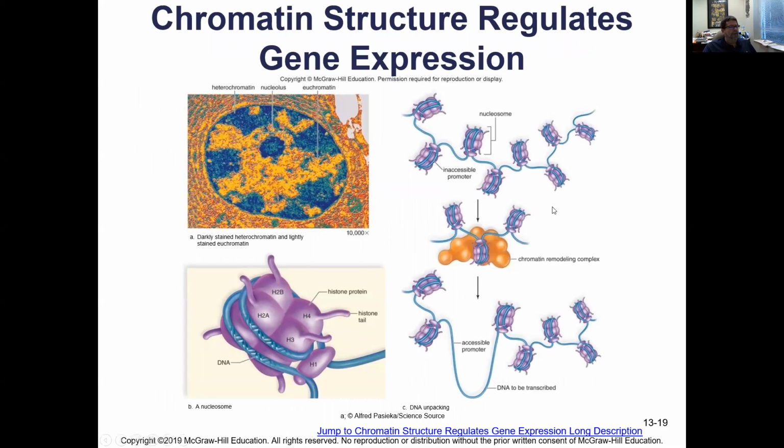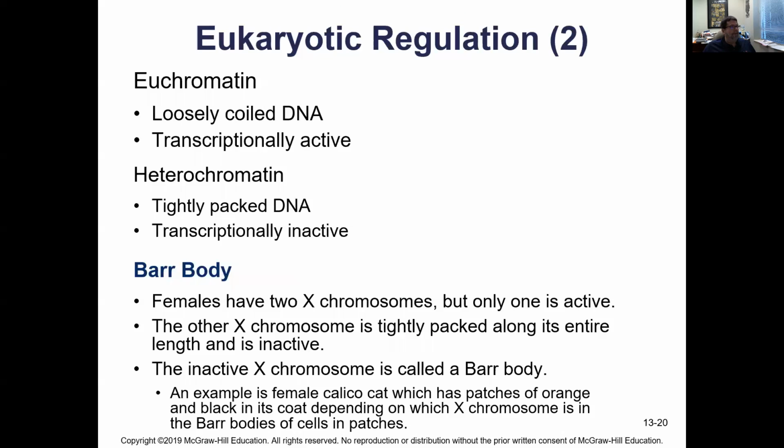So these highly coiled ones here are not going to be opened up and allowed to be transcribed, but if they're open, then they can be transcribed. So the way that the DNA is folded up on the spools of histone can regulate gene expression. Matter of fact, euchromatin is loosely coiled DNA that we know is transcriptionally active, and heterochromatin is tightly packed DNA that is transcriptionally inactive.